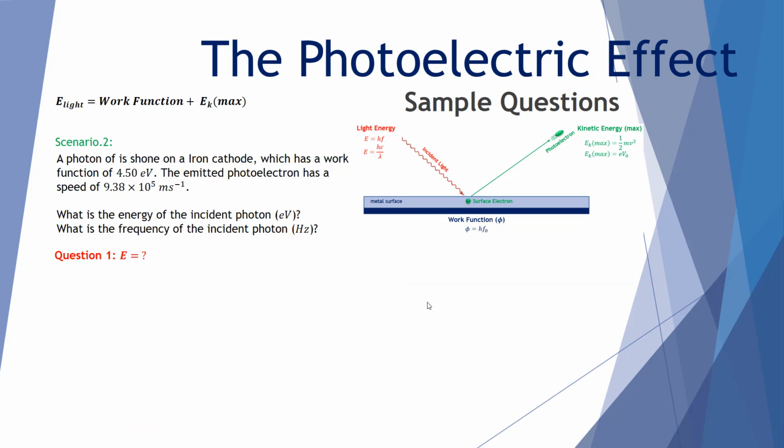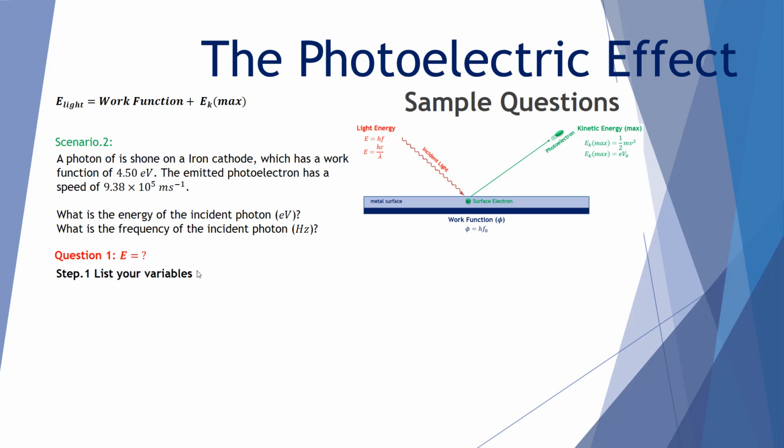Scenario 2, a photon is shone on an iron cathode, which has a work function of 4.50 electron volts. The emitted photoelectron has a speed of 9.38 by 10 to the 5 meters per second. What is the energy of the incident photon, and what is the frequency of the incident photon?